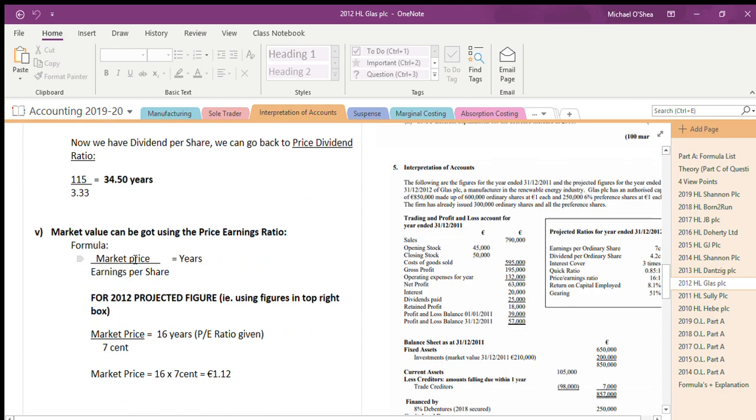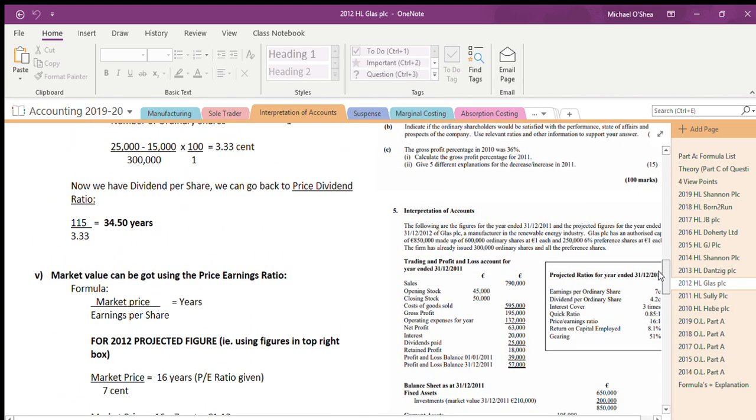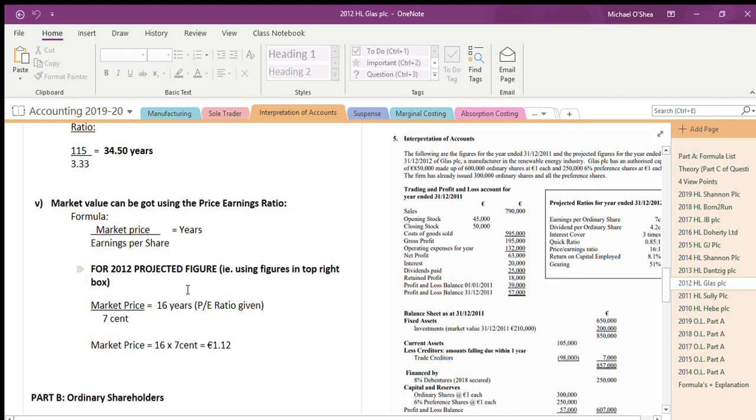It's the market price divided by earnings per share equals years. Usually we have the market price at the bottom of the question. We can work out the earnings per share, and then we find what the P/E ratio is. But in this question, we're asked to get the projected market value for 2012. So for 2012, I have the earnings per share, which is this guy. And because this is the price earnings ratio formula, I actually have the price earnings ratio, and it's 16 to 1, 16 years. So my market price essentially is going to be X, my earnings per share is 7, and my answer is actually going to be 16. So X divided by 7 is equal to 16. 16 multiplied by 7 works out at 112 cents, €1.12.